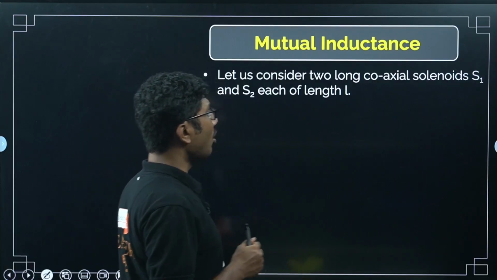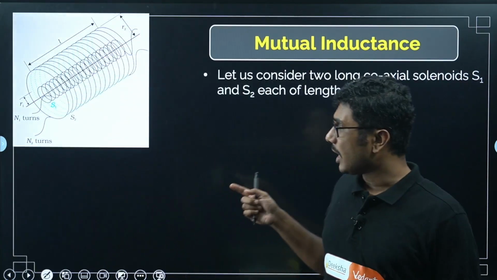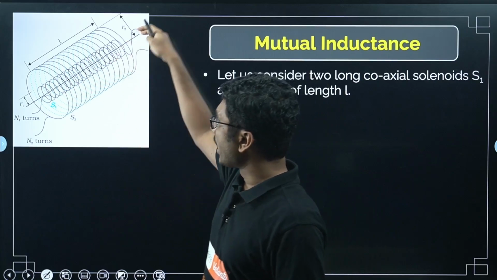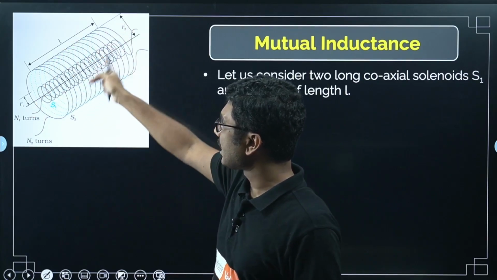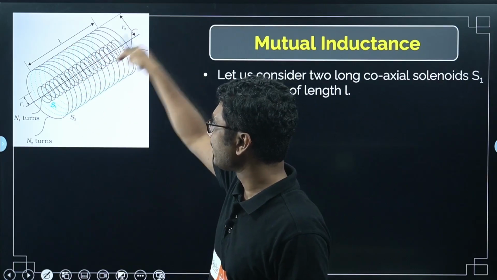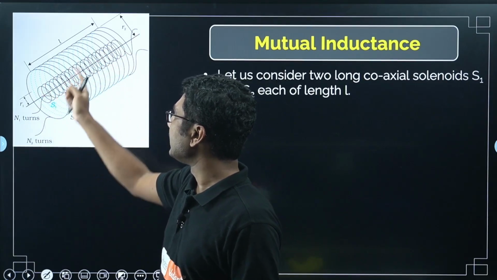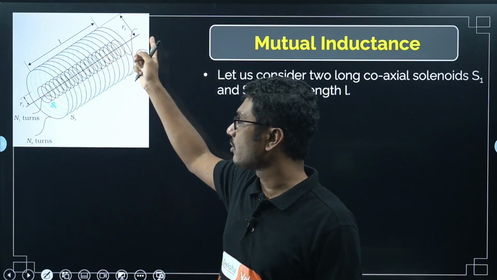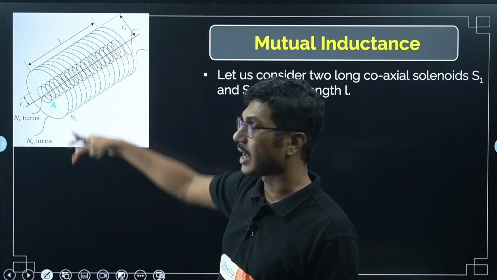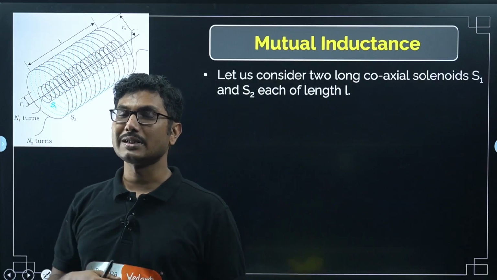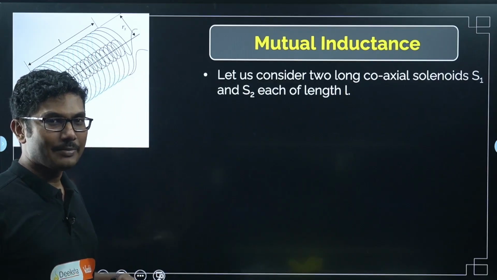Let us consider two long coaxial solenoids S1 and S2, each of length L. So now we are considering two coils. One coil is like this, another coil is through the center, and both coils are coaxial. That means they are passing through the same axis. Suppose you are passing a current through the inner coil, then there will be a flux change in the outer coil, and if you pass a current through the outer coil, there will be a flux through the inner coil.